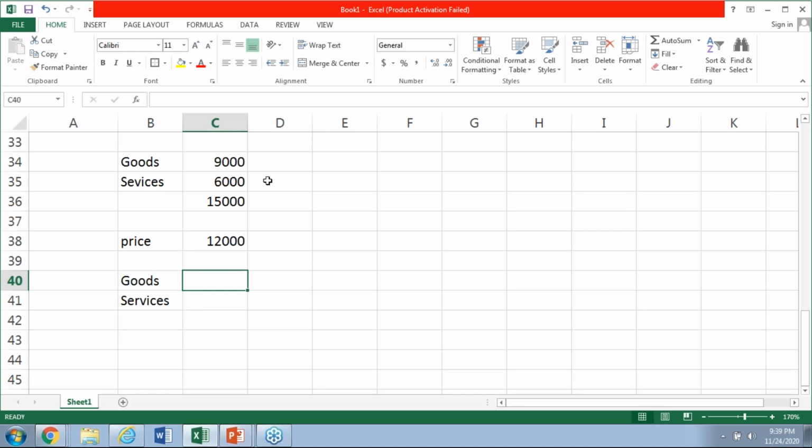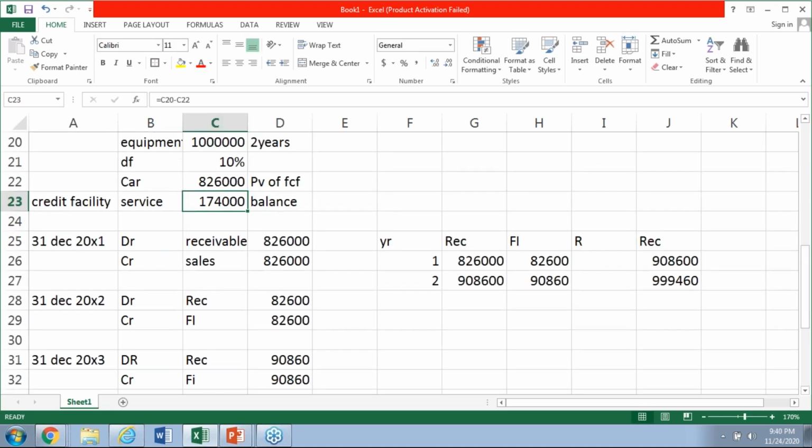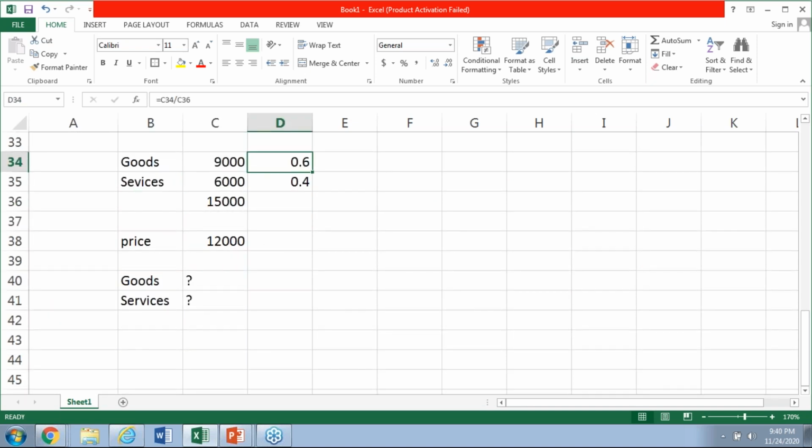So how can we calculate the value of the goods and services from this 12,000 figure? These two figures are unknown to us. The standard says that if you have been given a standalone selling price of the goods and services, then take the weighted average percentage of the value of the goods and services. So what is the percentage of the goods? 9,000 divided by this 15,000. Out of the total bundle of 15,000, the value of the goods is actually 60% and the value of the services is 40%.